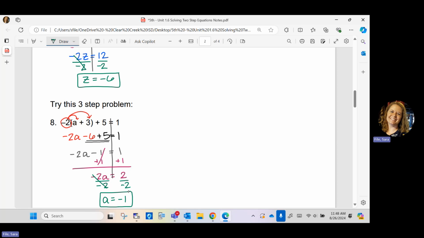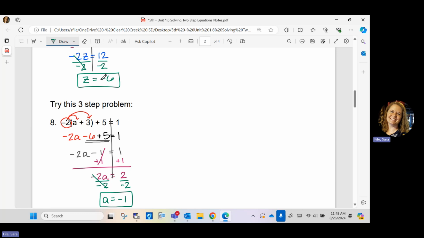Remember, anytime you solve an equation on any of these in this entire practice, we could take what we got, in this case negative 1, and plug it back in the original equation, and it should make it true. So if I plugged in negative 1 plus 3 is 2. 2 times negative 2 is negative 4. Plus 5 is indeed 1. It checks out. The left should come out equal to the right.